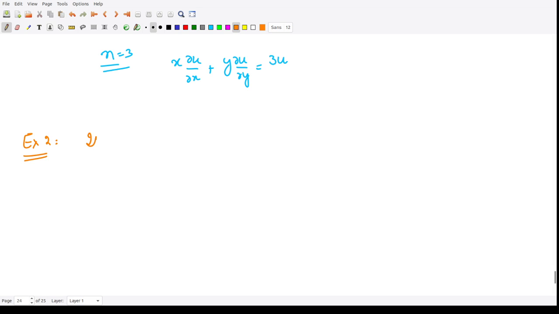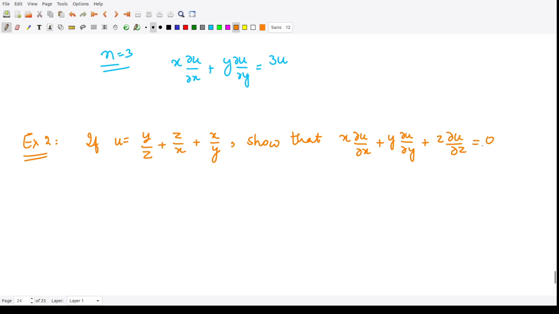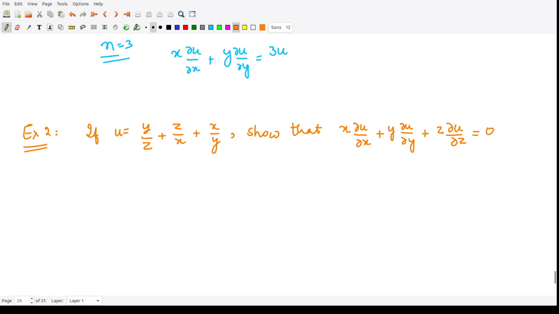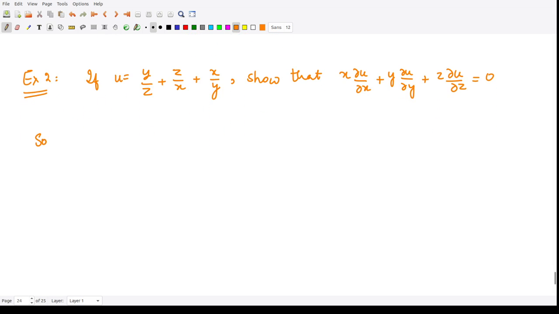Now here they are saying if your function u is equal to y by z plus z by x plus x by y, then show that x into del u by del x plus y into del u by del y plus z into del u by del z is equal to 0. So now firstly we have to check for the solution. Is this a homogeneous function? How will we check this?